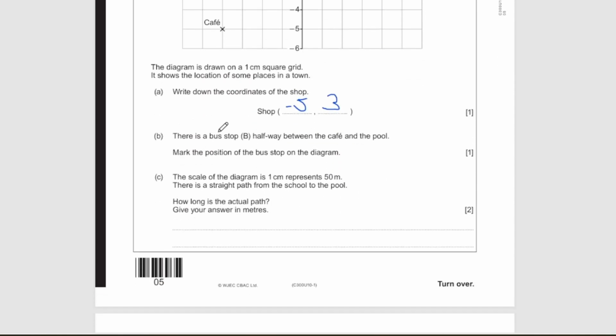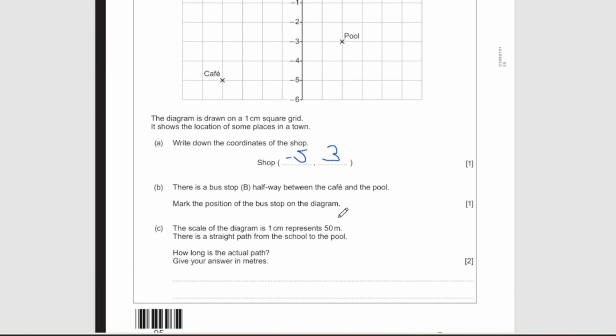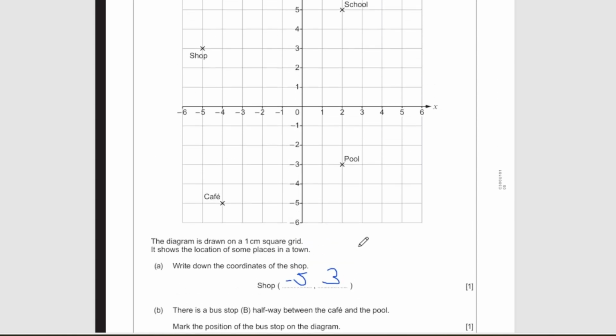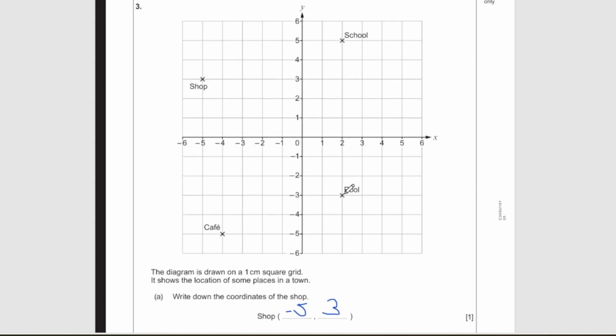There is a bus stop, B, halfway between the cafe and the pool. Mark the position of the bus stop on the diagram. So halfway between the cafe and the pool. There's our cafe, there's the pool. To get from the cafe to the pool, we go 1, 2, 3, 4, 5, 6, sorry, 1, 2, 3, 4, 5, 6 right and 2 up.